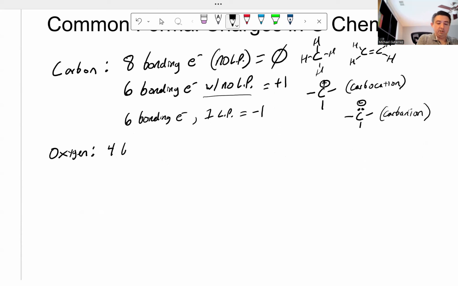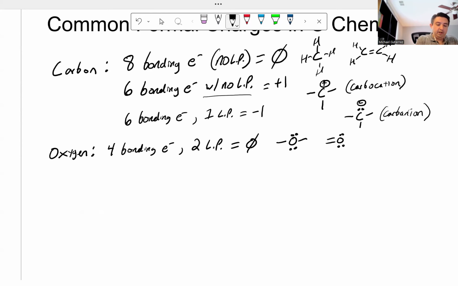Most of the time, we're going to see oxygen with 4 bonding electrons and 2 lone pairs, which gives a formal charge of 0. That's like oxygen that we've seen in all of our examples so far, where it will have maybe 2 single bonds around it and 2 lone pairs, or maybe a double bond and 2 lone pairs. So regardless, if it's got 4 bonding electrons and 2 lone pairs, its formal charge is always 0.